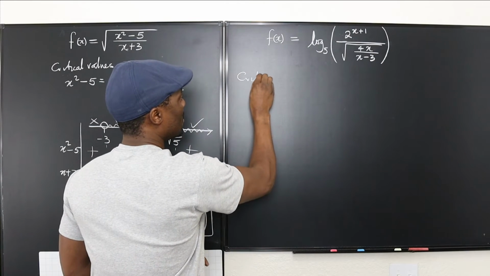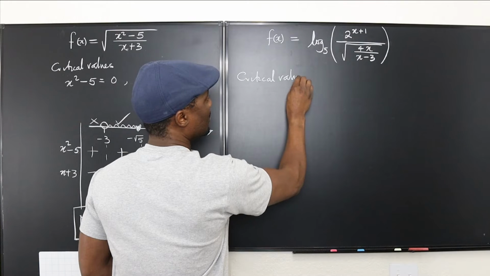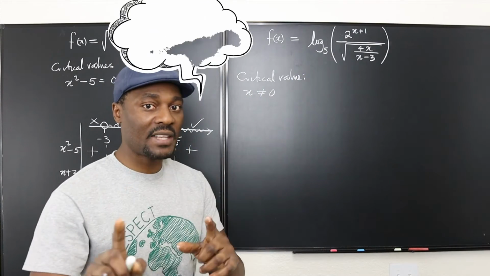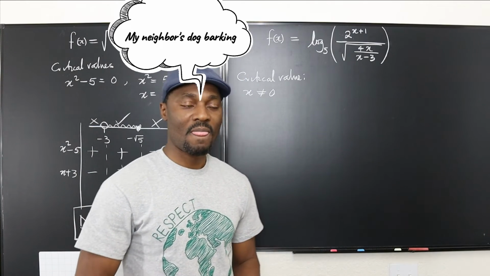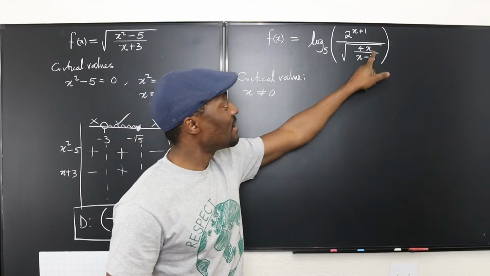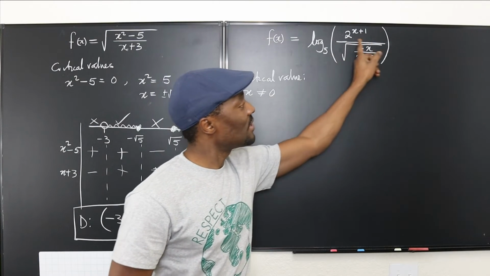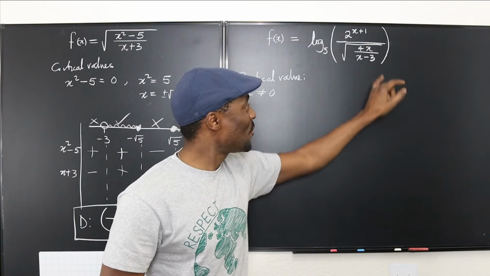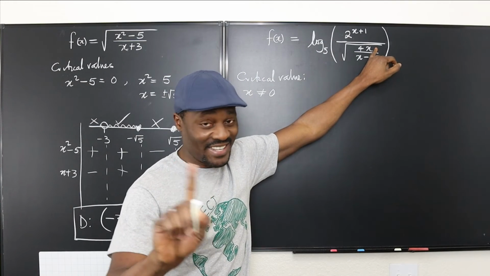So let's start identifying all critical values. So, critical value. So you have x cannot be 0, because if x is 0, the denominator is going to end up being 0, and that makes this expression undefined. So we have to go in here and say, x cannot be 0.